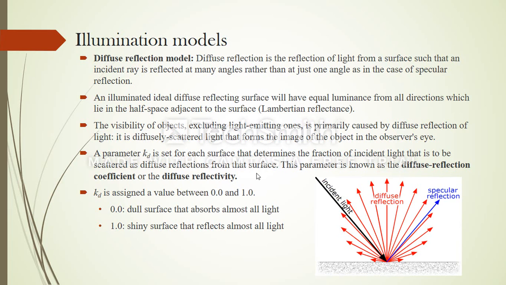Diffuse reflection model. Diffuse reflection is the reflection of light from surfaces such that an incident ray is reflected at many angles rather than at just one angle, as in the case of specular reflection. An illuminated ideal diffuse reflecting surface will have equal luminance from all directions which lie in the half space adjacent to the surface. The visibility of objects, excluding light emitting ones, is primarily caused by diffuse reflection of the light. It is diffusely scattered light that forms the image of the object in the observer's eye.